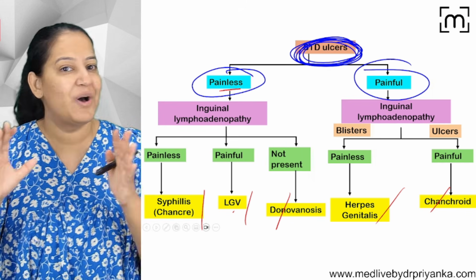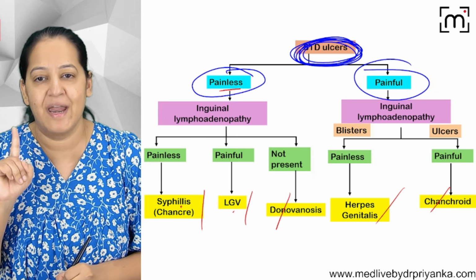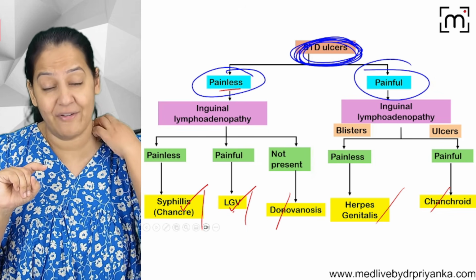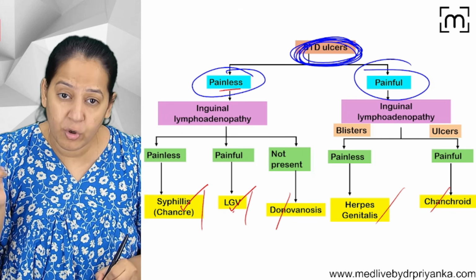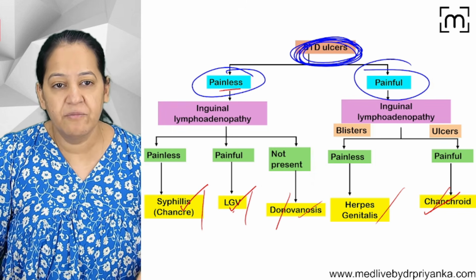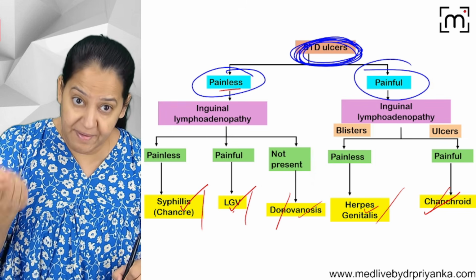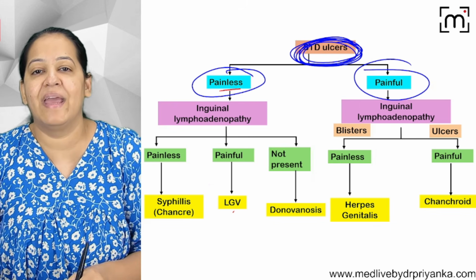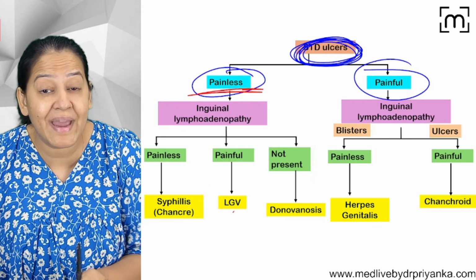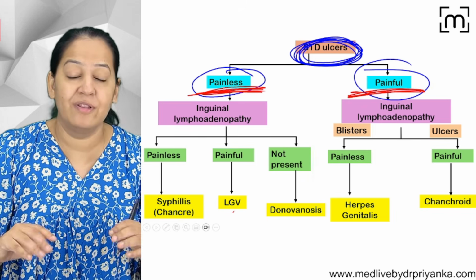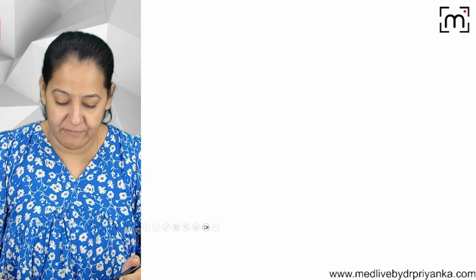Is it painless or painful? If it is painless, it can be syphilis, I mean Treponema pallidum. It can be LGV, I mean Chlamydia trachomatis L1, L2, L3. Or it can be Donovanosis, that is Klebsiella granulomatis. Okay, but if it is painful, it is Haemophilus ducreyi, chancroid. Or it can be a virus herpes. Okay, so first of all, you have to see the genital ulcer is painless or painful. If it is painless or painful, then the next thing you have to see is the inguinal lymphadenopathy.